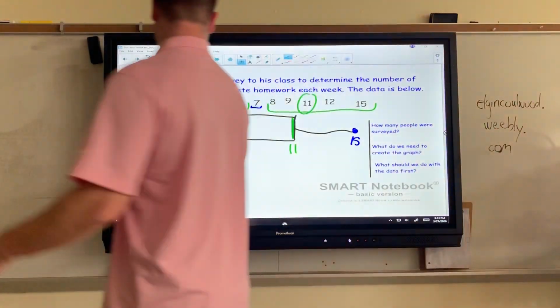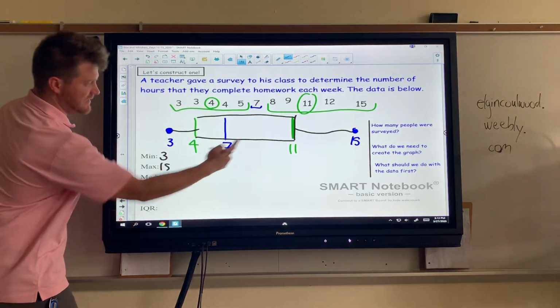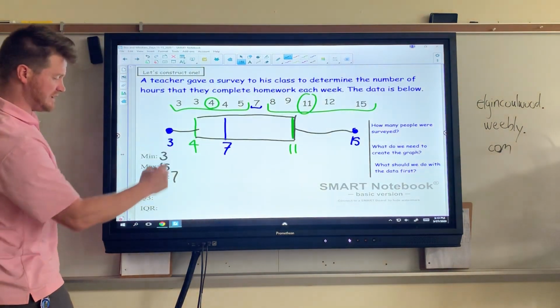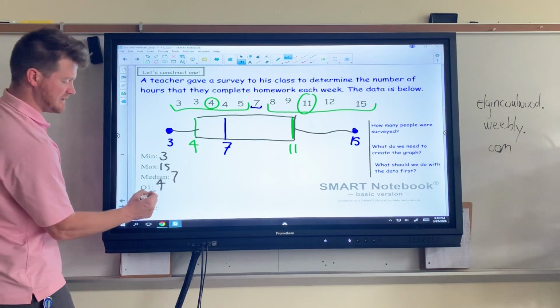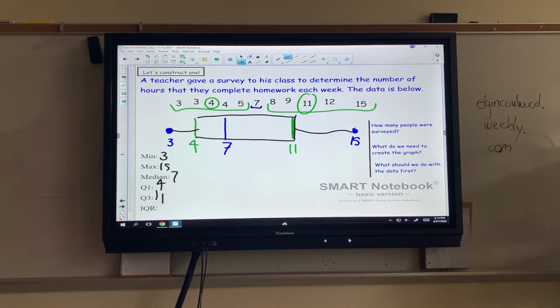When I asked about the minimum, obviously it's going to be 3. Maximum in this case is 15. Median was 7. Q1 is 4. Q3 is 11. Making this 5-point data set helps you create the box and whisker. You probably should do that first.